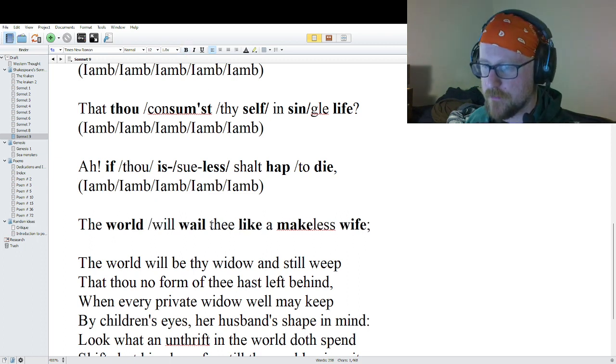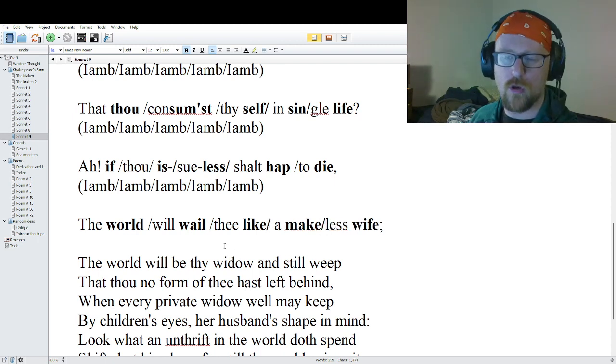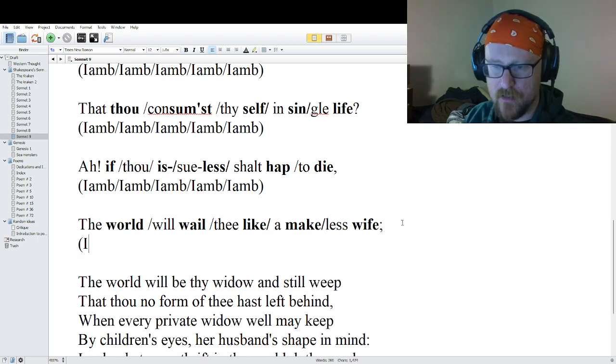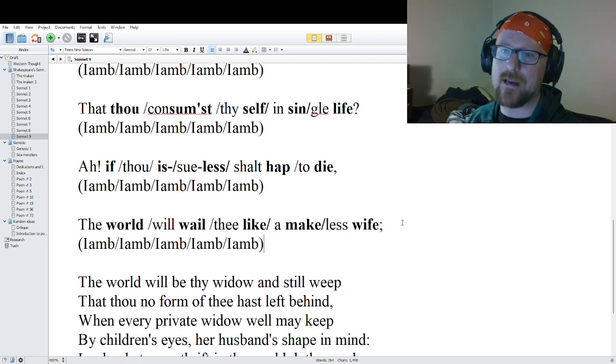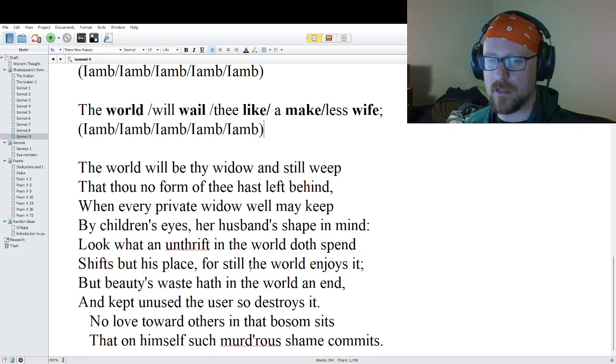And then we break this apart. The world will wail thee like a makeless wife, right? Iambic pentameter. This poem is much easier than the last poem we scanned, number 8. Man, I had fun scanning that. There was a particular line in there that stumped me for a minute. But that is a much harder poem than this one to scan. It's probably written later, to be honest.